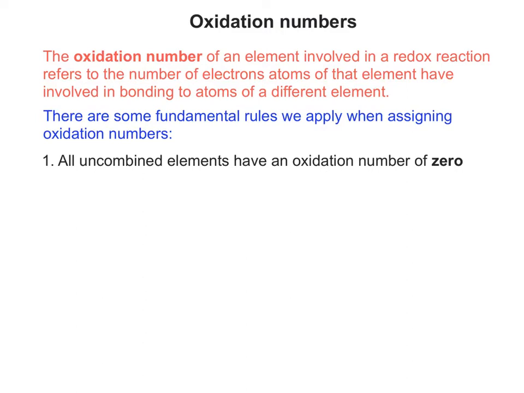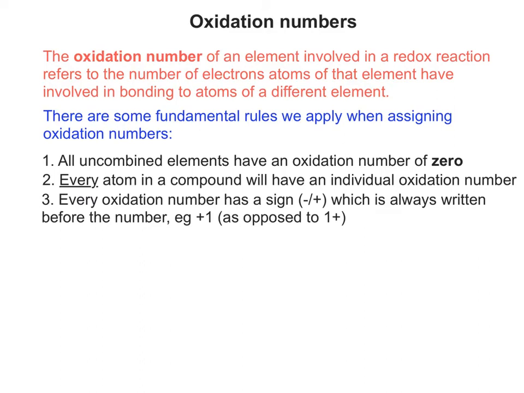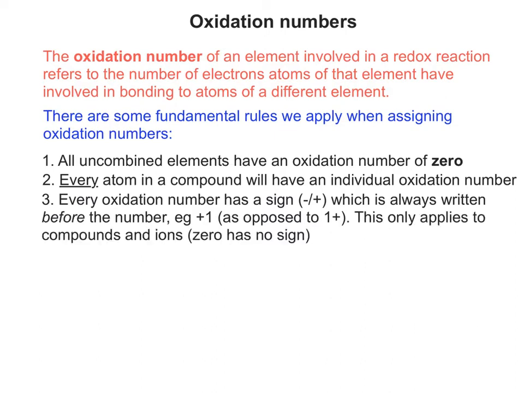First rule is that all uncombined elements have an oxidation number of 0. Every single atom in a compound will have an individual oxidation number. So every oxidation number that's assigned will have a sign, as in negative or positive, plus or minus, which is always written before the number. So we always write, for example, +1 and not 1 plus. Obviously this only applies to compounds and ions, because 0 has no sign. So uncombined elements don't get a plus or a minus because they're automatically 0.